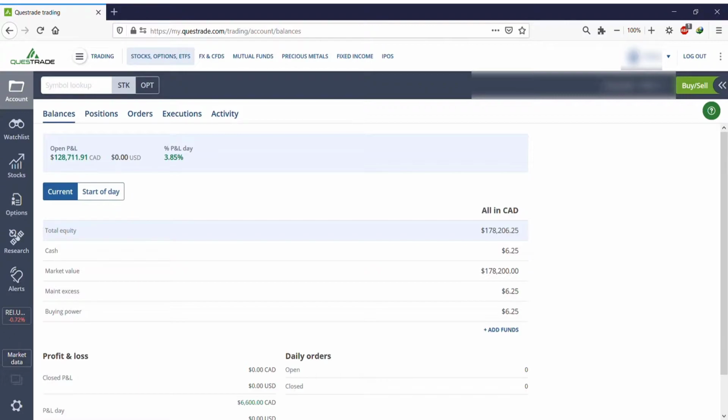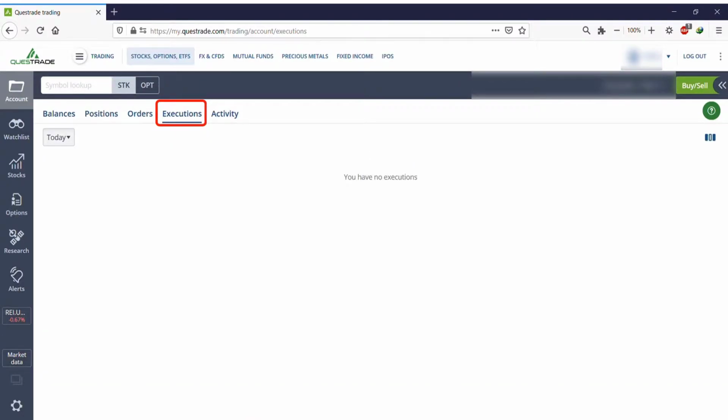I'm not going to go into the nitty-gritty details of the website, but there are a couple of things that I thought I have to mention before telling you how you can put an order. So first, when you open the website, the first thing it shows you is, as you can see, balances. You need to go to executions, and just because I didn't have any executions, it doesn't show me anything for today, or for up to 1 week, 2 weeks, and 1 month.